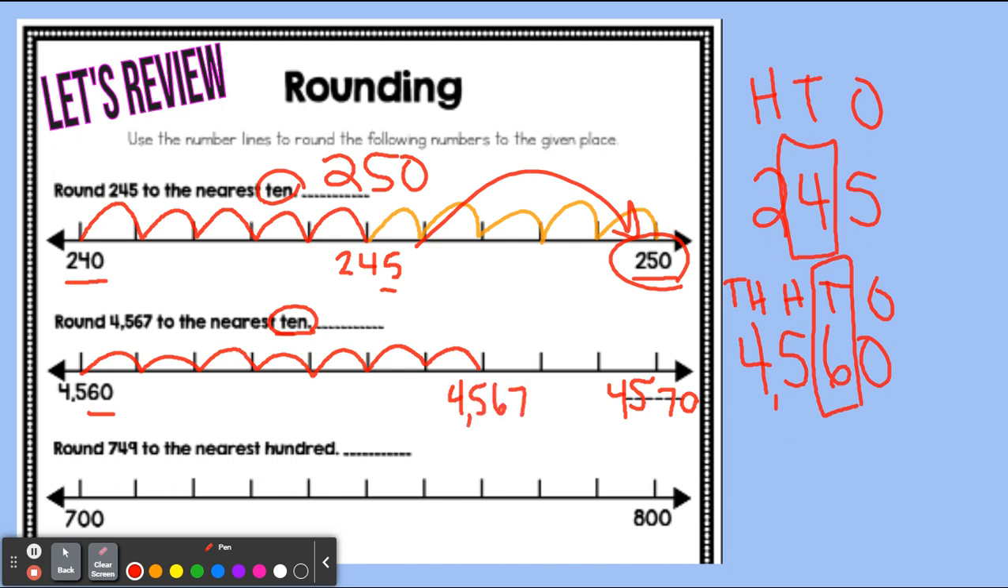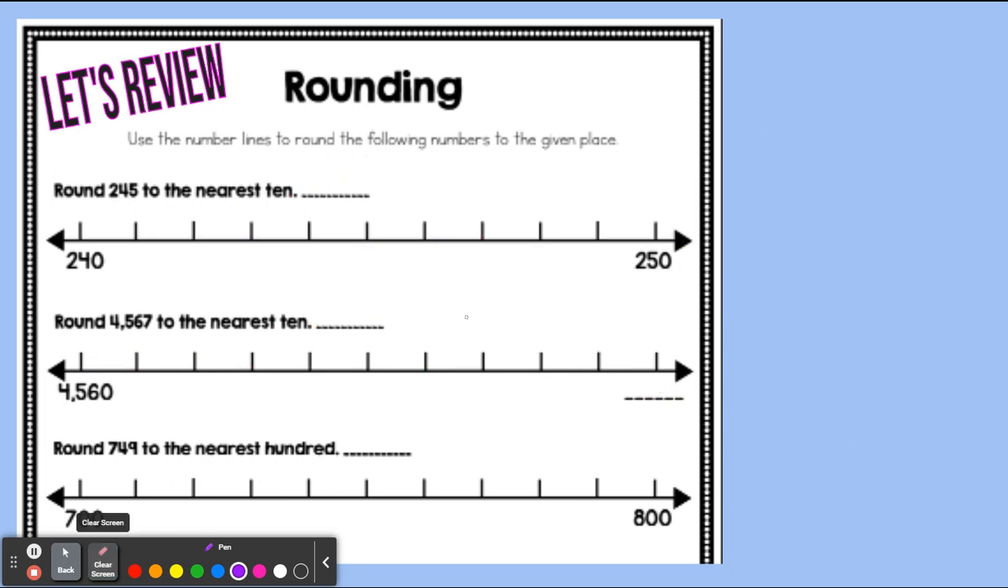567 is right there. And if I notice, I did 1, 2, 3, 4, 5, 6, 7 jumps on the left side, and I only had to do 1, 2, 3 jumps on the right side. So if we're looking for nearest 10, it's closest to 4,570 because it's less jumps to get there. So that would be our answer. So it's nearest 4,570.